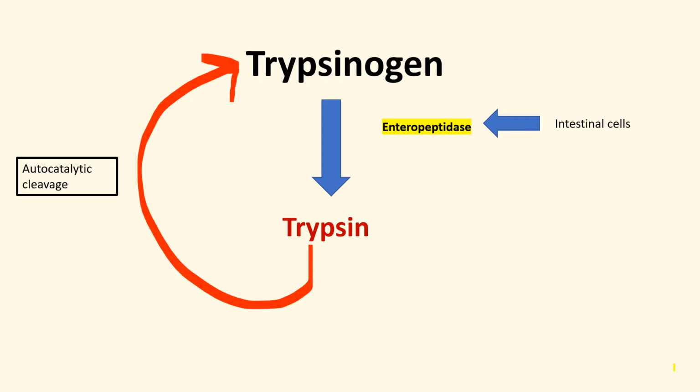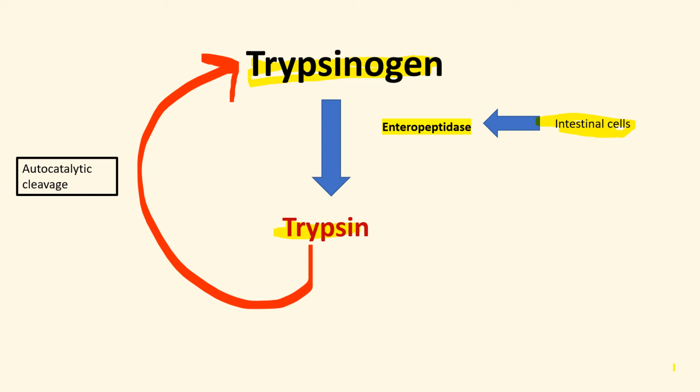Let us discuss the first enzyme which is released by the pancreas in the small intestine to aid the digestion of the proteins in the small intestine. Trypsinogen. Trypsinogen is activated to trypsin by an enzyme termed enteropeptidase. This enzyme, enteropeptidase, is released by the intestinal cells of the small intestine. On the other hand, it is also activated by another phenomenon termed autocatalytic cleavage.